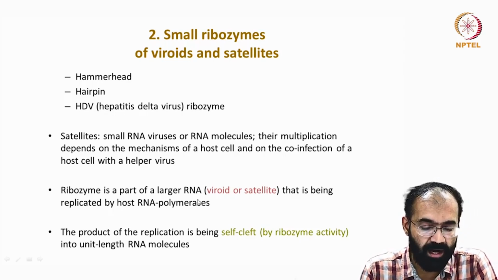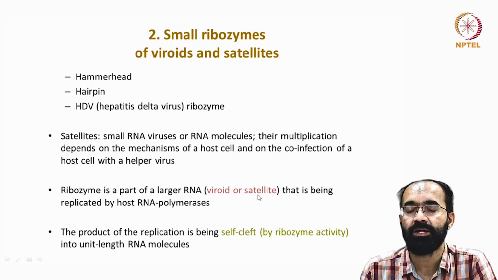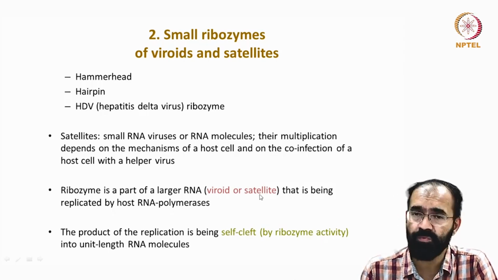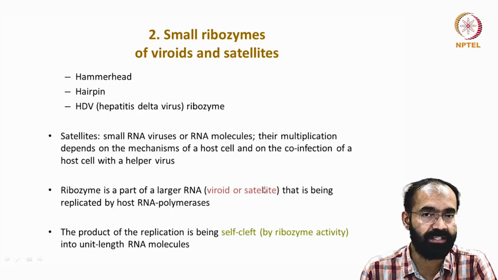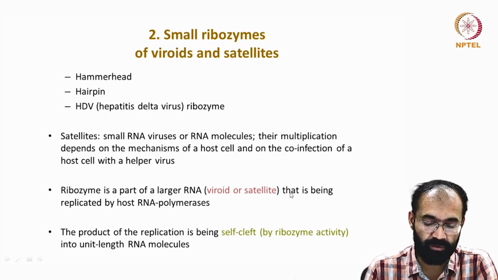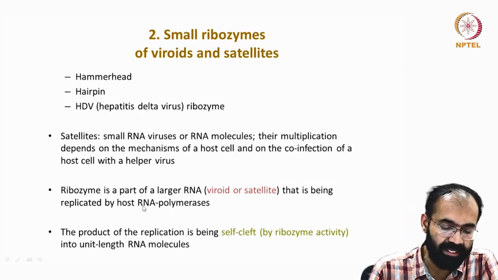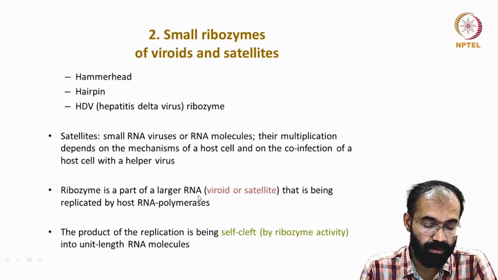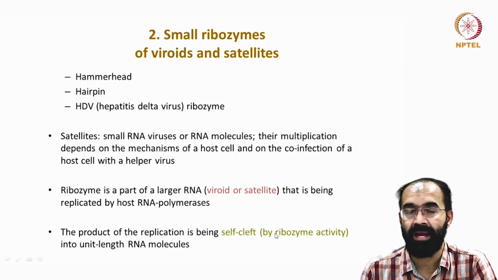And a ribozyme is a part of a larger RNA, and we call it a viroid or satellite. Why is it called a viroid? Because it is a harmful sequence. However, it does not have an existence of its own. It requires another pathogen virus to enter into the host. So the ribozyme is a part of a larger RNA that is being replicated by host RNA polymerases. The product of the replication is self-cleaved, that is by the ribozyme activity.